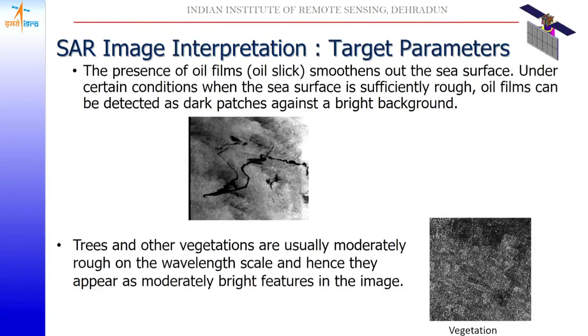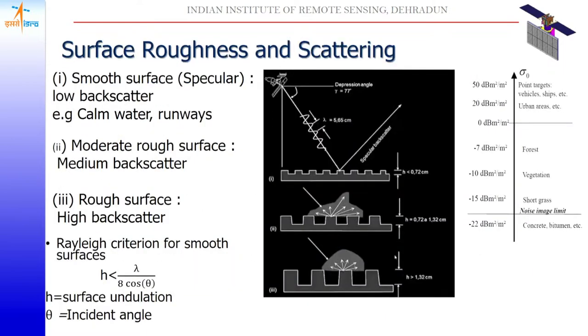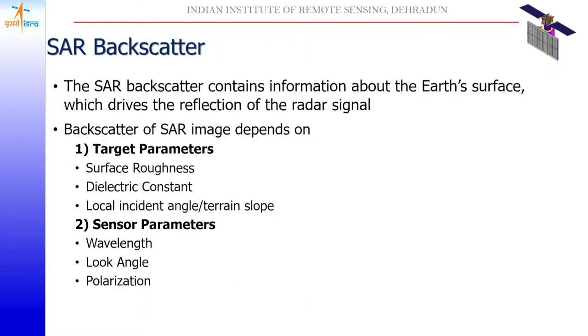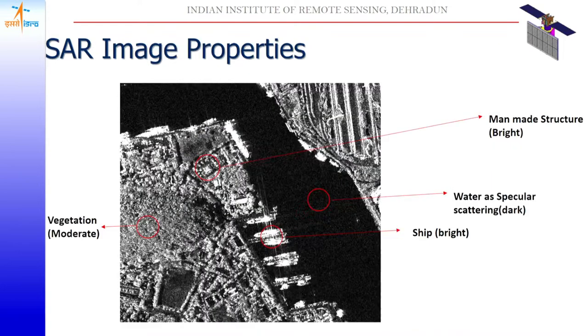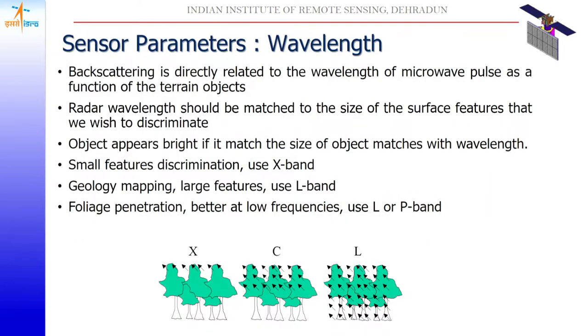Now, we have seen all the target parameters: roughness, dielectric constant and terrain slope. Secondly, we have to go for the sensor parameters. Not only the target parameters affect the SAR backscatter, there are also sensor parameters which affect the radar or SAR backscatter. First is the wavelength. Backscattering is directly related to the wavelength of the microwave pulse as a function of the terrain objects. Radar wavelength should be matched to the size of the surface features that we wish to discriminate.